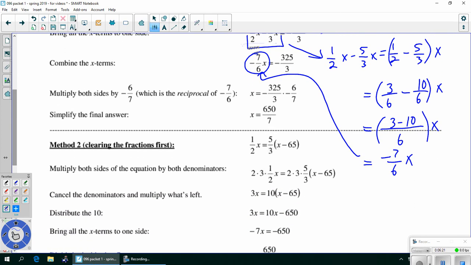Okay, so next up, how do we solve this equation here for x? Well, there's a negative 7/6 multiplying by our x. So one thing we could do, I'm going to erase this in a second, but one thing we could do is divide both sides by negative 7/6. That will get the x by itself. But it also puts us in this unfortunate position of having a fraction over a fraction.